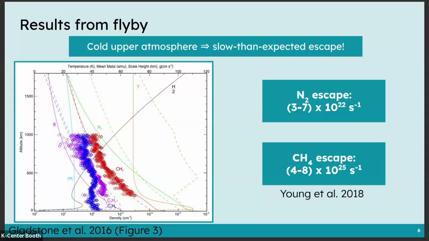The figure I'm showing here on the left is from Randy's post-flyby paper. If you look at that orange dashed line and orange solid line, that's the upper atmosphere temperature on Pluto. The solid line is what was observed by New Horizons, and it's much lower than the dashed line, which was the prediction. That really changed the level of the atmosphere at the exobase, where escape is happening from, and resulted in much lower escape rates than the pre-flyby predictions.